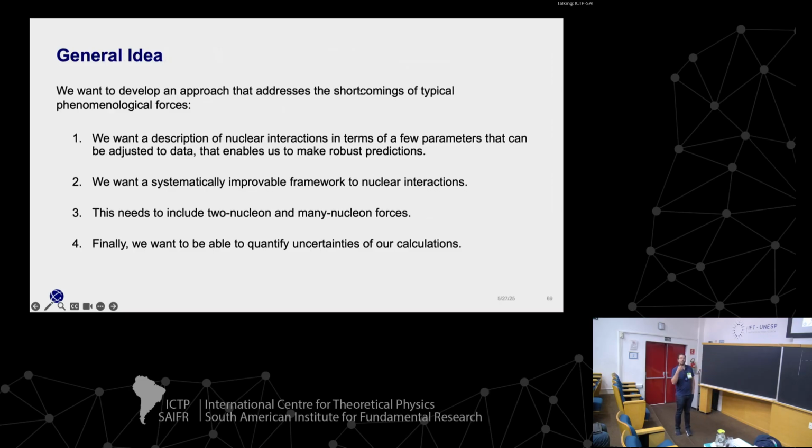So the general idea behind chiral effective field theory is that, as I said, we want to have an approach that addresses these shortcomings. And it should be some description of nuclear interaction that depends on a few parameters. Just a few, not a large number of parameters we fit, but as few parameters as possible that we can adjust to data. And if we do this, let's say, to phase shifts, we want to predict other things and make robust predictions. So we don't want to fit all the data we have. We want to fit where it makes sense to fit and then make predictions of other things.